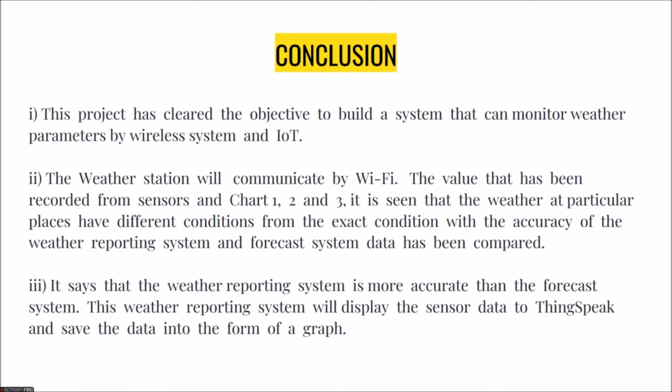There can be a difference in the temperature of half or 0.25 degree, or even in the pressure in that area. This weather reporting system will display sensor data to ThingSpeak, that is the backend database, and ThingSpeak sends the data to our app and saves the data in the form of graphs.